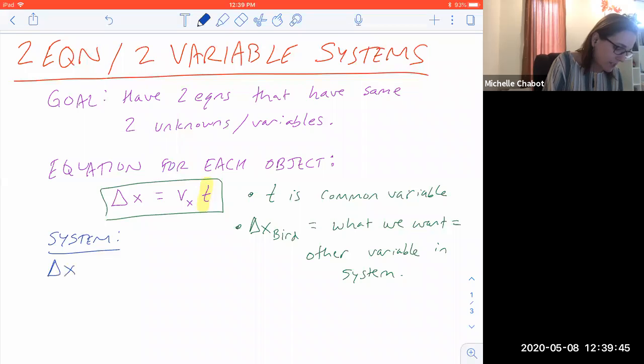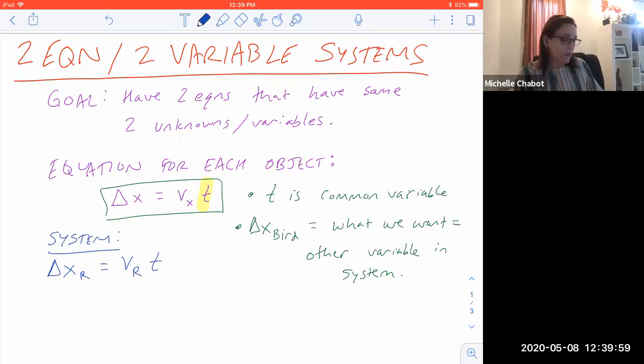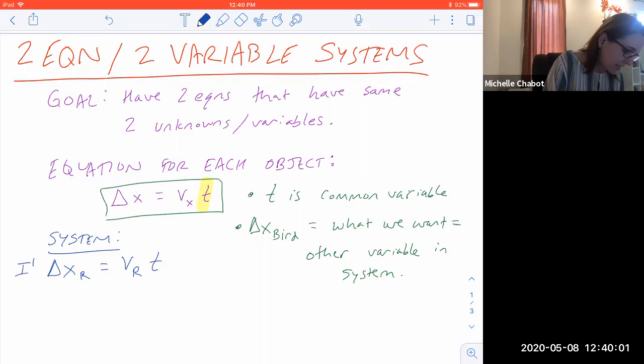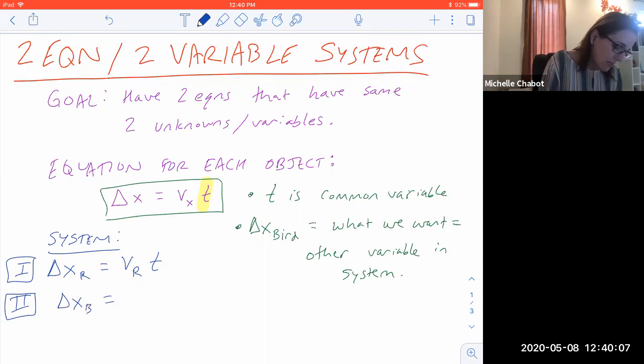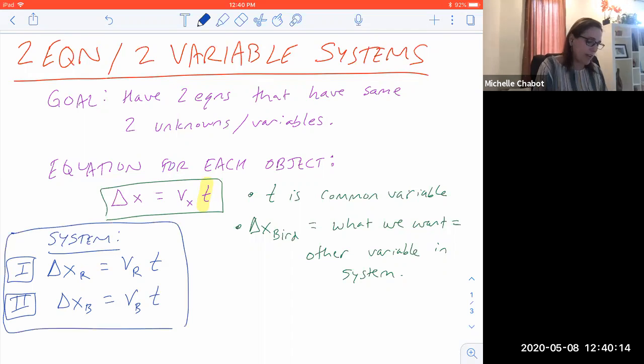I will have that the delta x of the runner, that's an R, is going to be equal to the velocity of the runner times the time. That's going to be one of my equations. I can label that equation 1. And then equation 2 will be delta x of the bird is equal to the velocity of the bird times the time. And this is my final system of equations that I could solve.